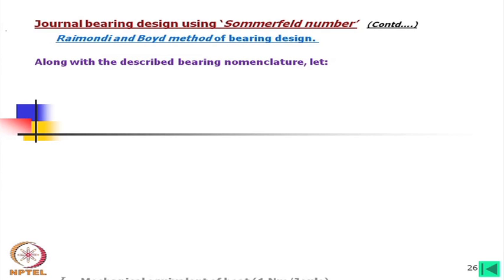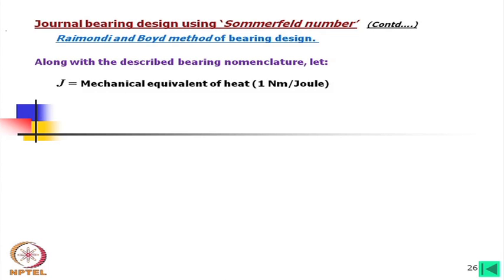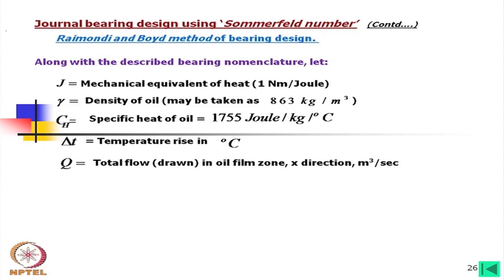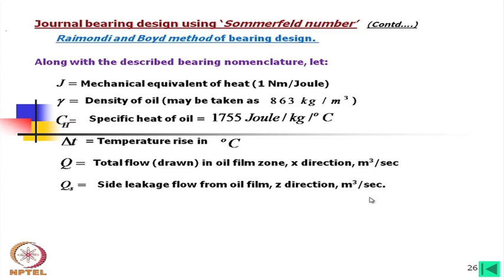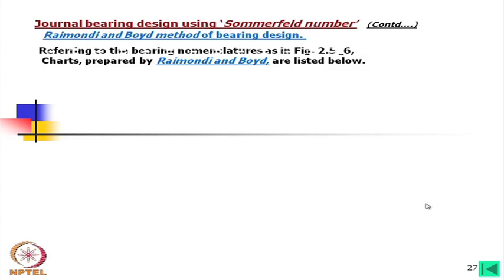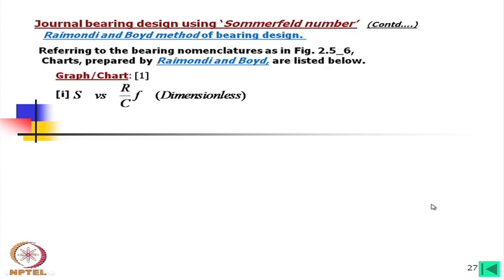Along with the described bearing nomenclature, there are other factors also. J is the mechanical equivalent of heat, gamma is the density of oil, CH is the specific heat of oil, delta T is the temperature rise in degree centigrade, Q is the total flow in the oil film zone in x directions, QS is the side leakage from the oil film in z directions, that is in the axial directions, and you will find that there are charts available for S, the Sommerfeld number, which is dimensionless, R by C into F, where R is the radius, C is the clearance, and F.